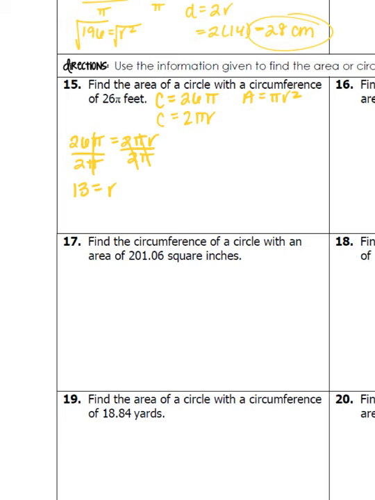Okay? So first thing we did is we took the circumference of 26 pi feet and we used it to find the radius. Next step, we're going to use our radius and we're going to plug it into our area formula. So pi times 13 squared gives me 169 pi feet squared for my area. So these problems are two-step because they give you either the area or the circumference. You need to use it to find the radius or diameter and then use it in the second formula. So these are kind of multi-step problems here.